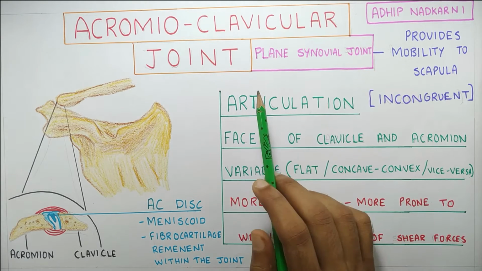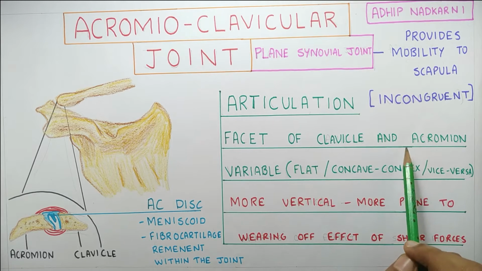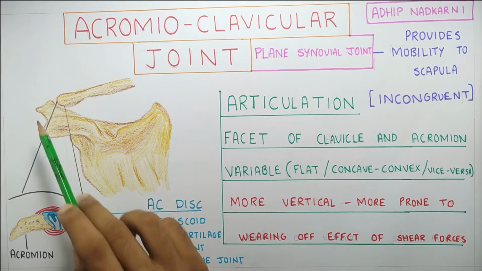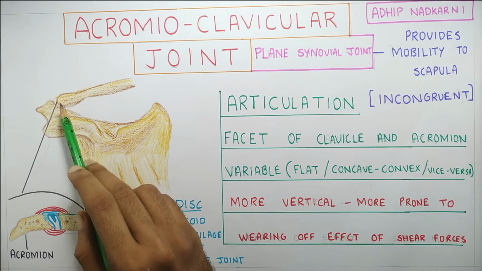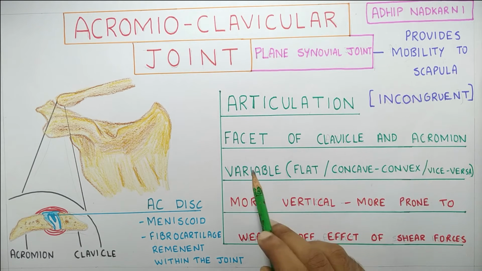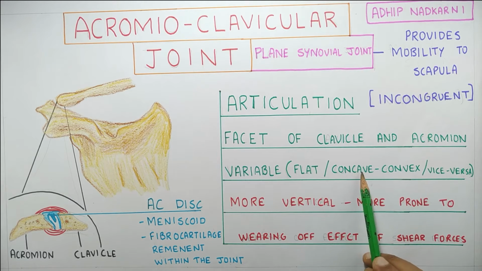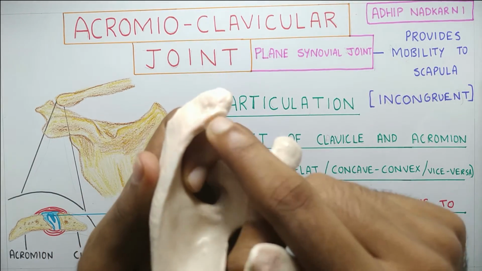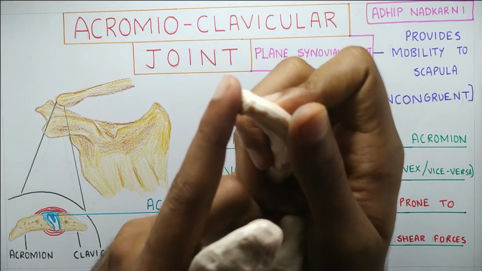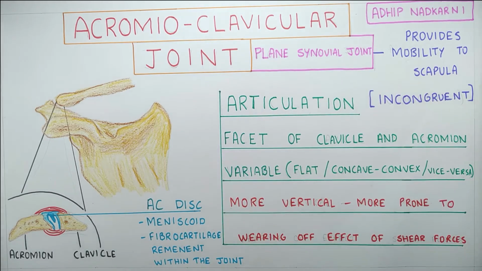The articulation of this joint is very incongruent, that is, the facets of the clavicle and acromion. If you see, the clavicle over here articulates with the acromion process of the scapula, right? These articulating surfaces are very incongruent and very variable. In some people it might be flat, in some concave, convex, or vice versa. If you see the facet over here, it is slightly concave, but I would still call it a flat surface. And over here also it is a flat surface, but I would still call it slightly convex. So these articulating surfaces are very variable.